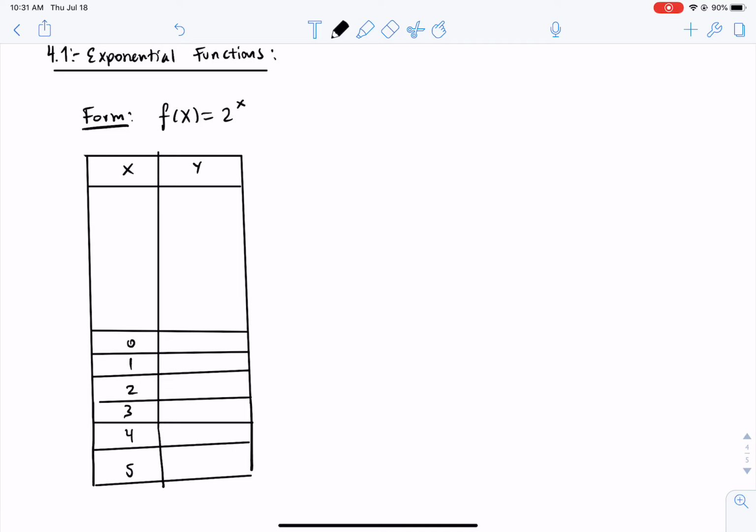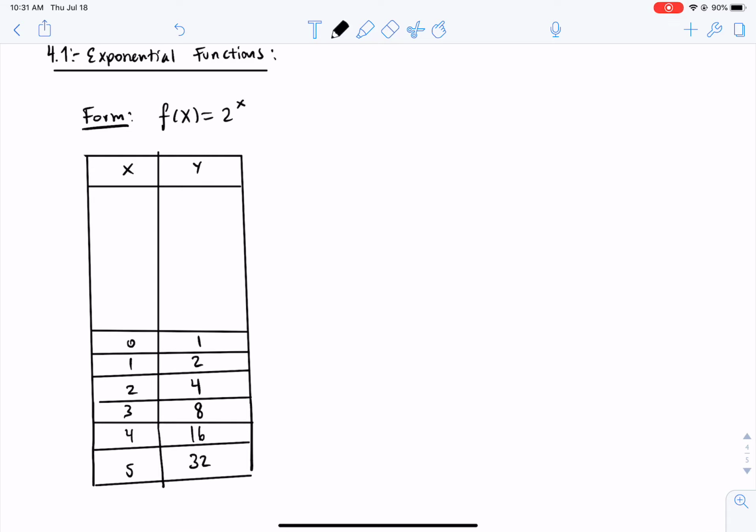What will be 2 to the 0 when we plug this in? That will be 1. And 2 to the 1, 2 to the 2, 2 to the 3. Yeah, 8. Then 16, 32, like that.